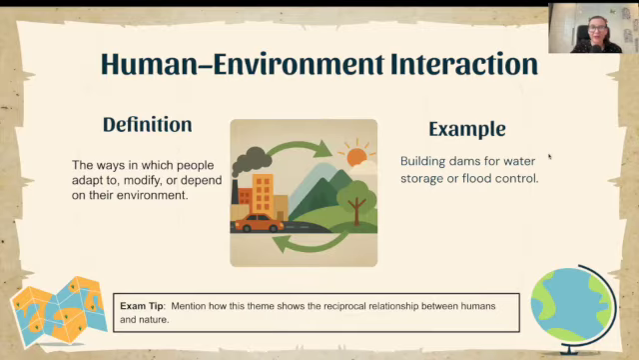So let's get started with human environment interaction. The definition is the ways in which people adapt to, modify, or depend on their environment. Example, building dams for water storage or flood control. So on the exam, mention how this theme shows the reciprocal relationship between humans and nature.